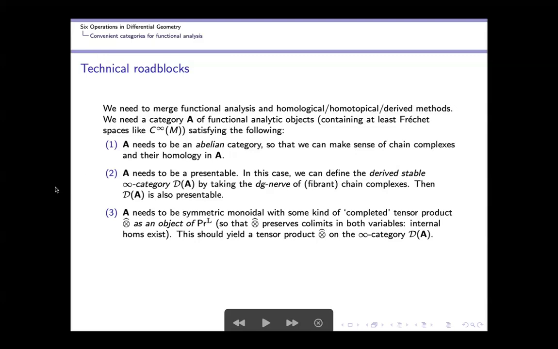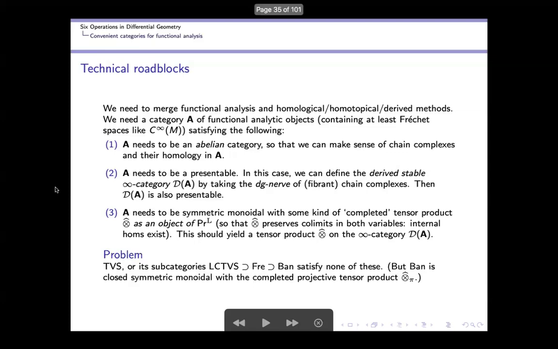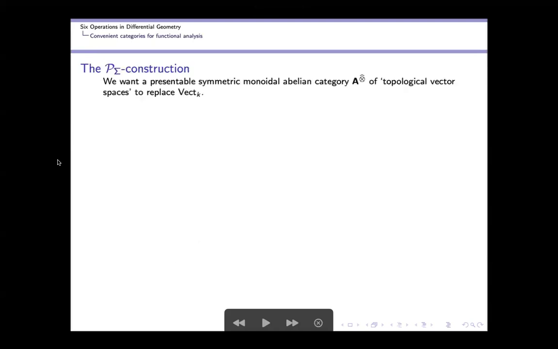The problem is that none of the classical categories that people consider in functional analysis, like the category of topological vector spaces, or the category of locally convex topological vector spaces, or the subcategory of Fréchet spaces or Banach spaces, satisfy any of these properties. So we have to come up with something. So how are we going to do this?